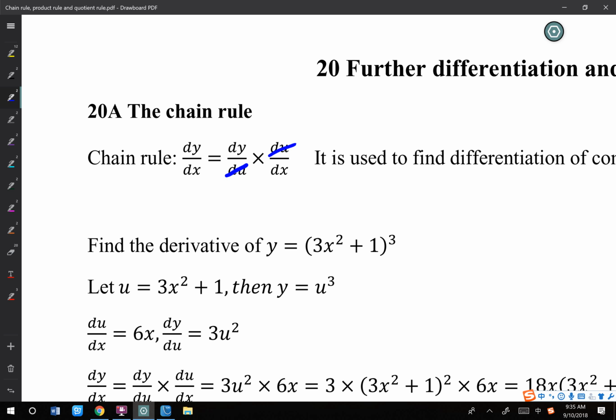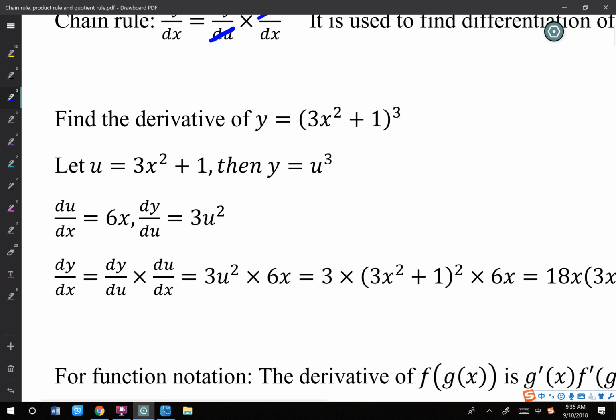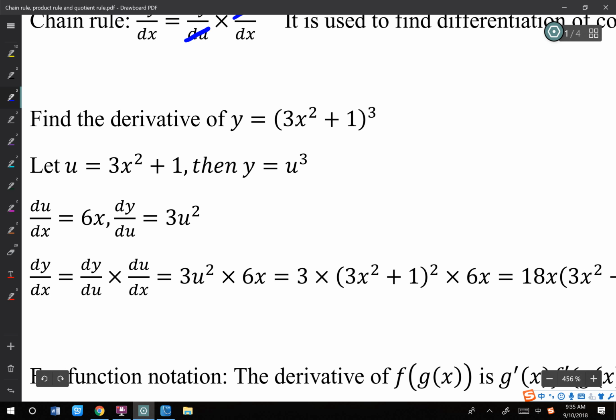How do we actually use it? Let's think about y equals, you don't need to copy this, I'm just rewriting it, everything listed here are the steps. Find the derivative of y equals 3x squared plus 1, to the power of 3. What's the method we used before to differentiate that? Expand, right? But think about expanding this, it can be very tedious. If it's to the power of 5, it can be almost impossible to expand without a calculator.